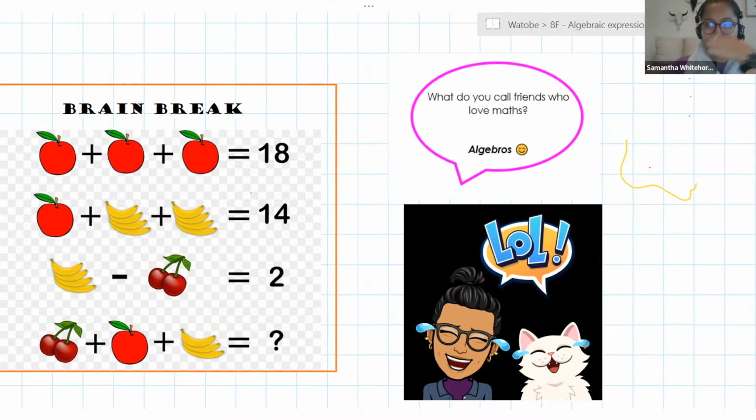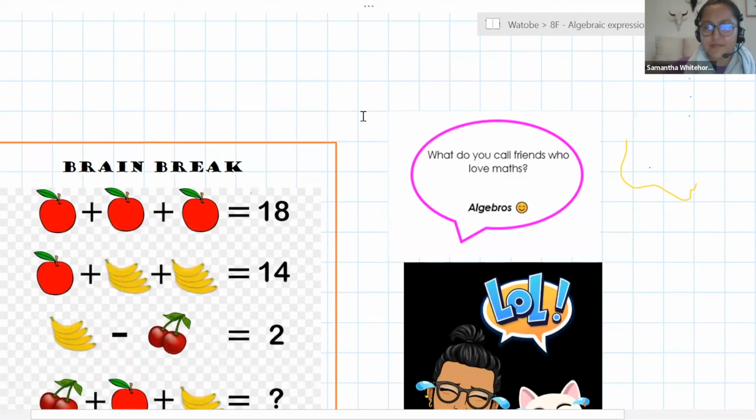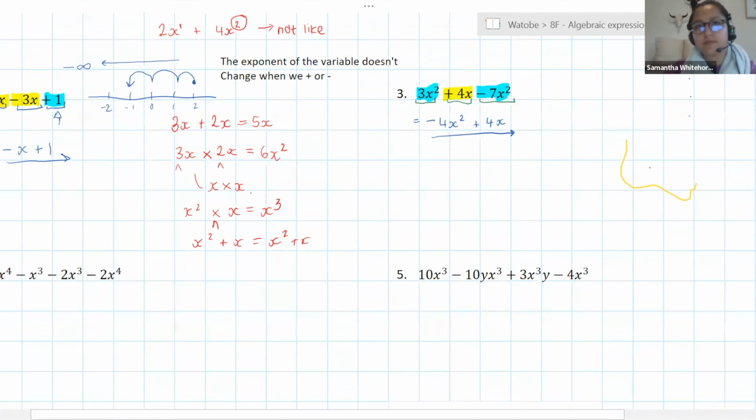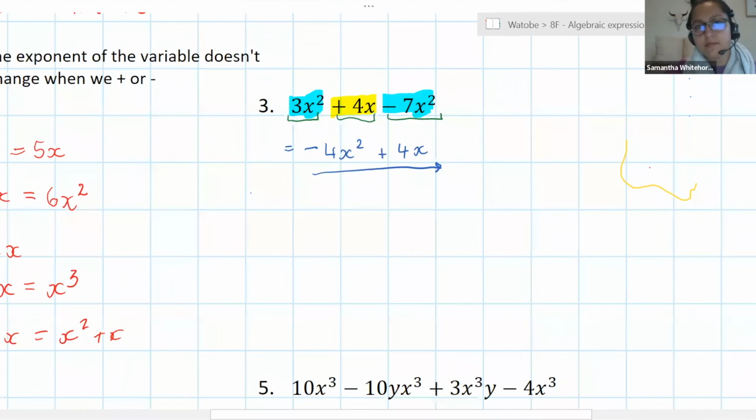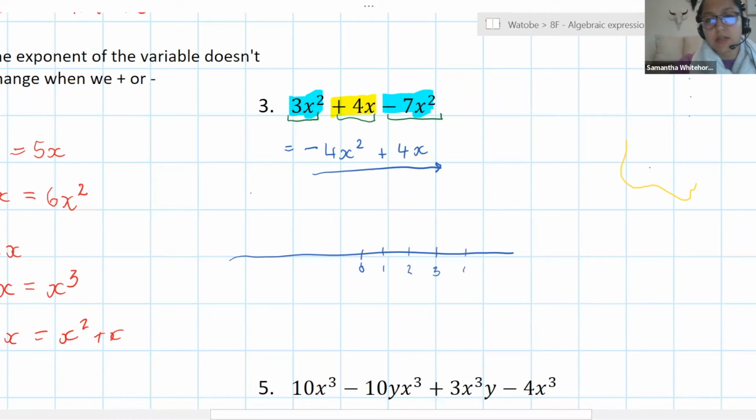Hello, ma'am. Ma'am, from the previous question on minus 4x squared, why is it minus 4x squared? Shouldn't it be 4x squared plus 4x? Okay, so let's have a quick look back to a number line. Obviously, if you've got a calculator there, you're more than welcome to use a calculator. I need to make sure I can count.